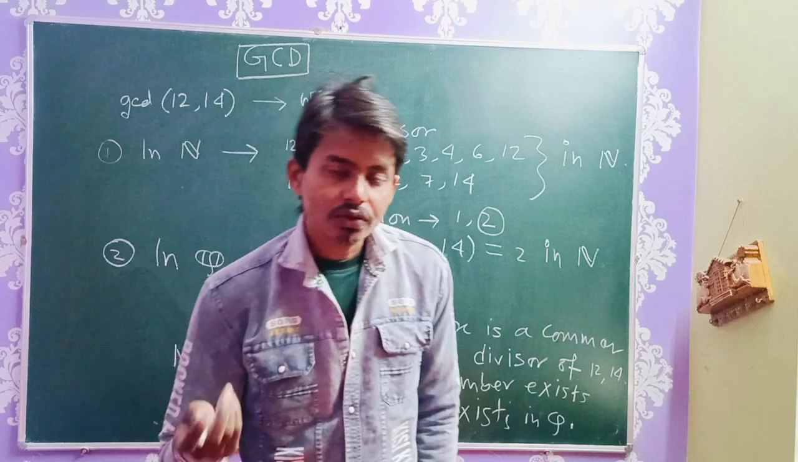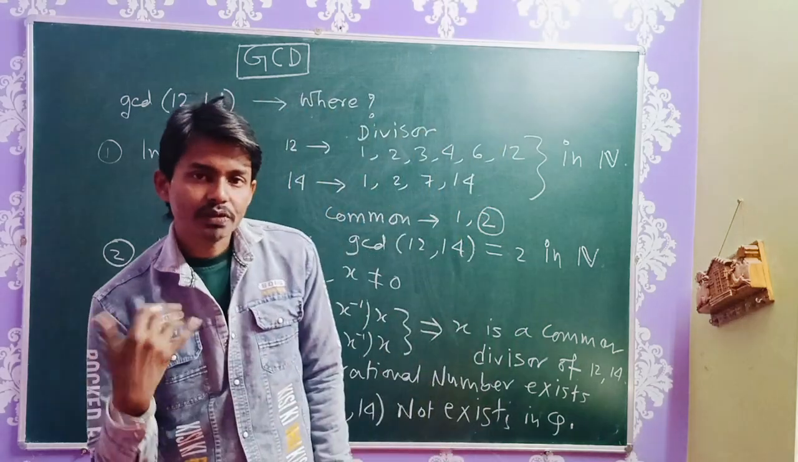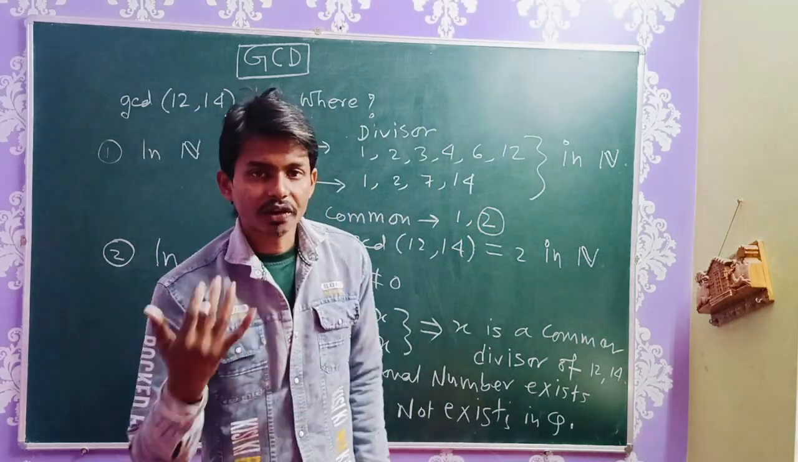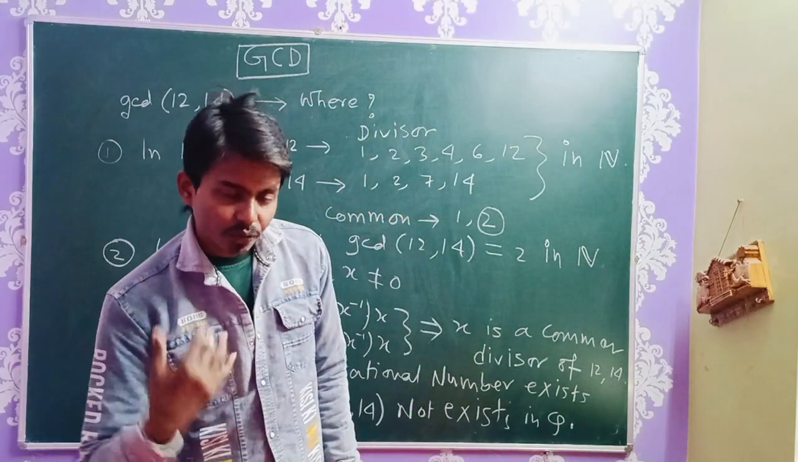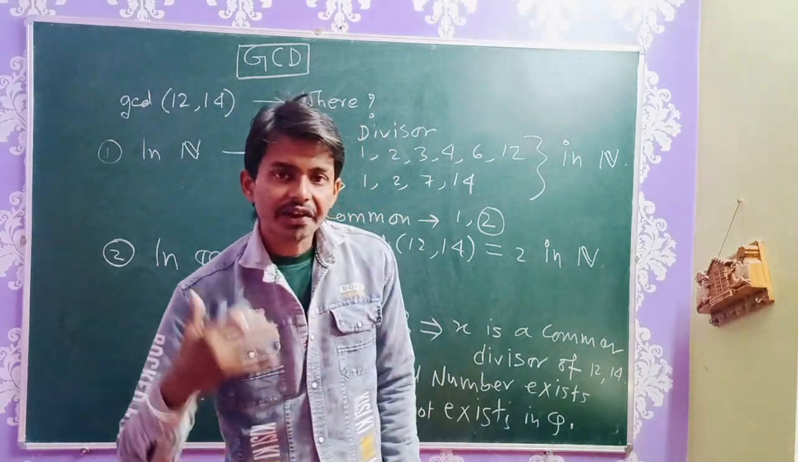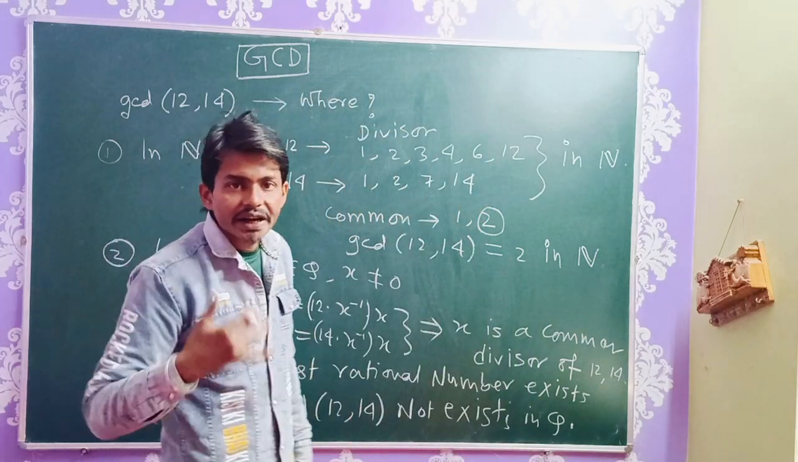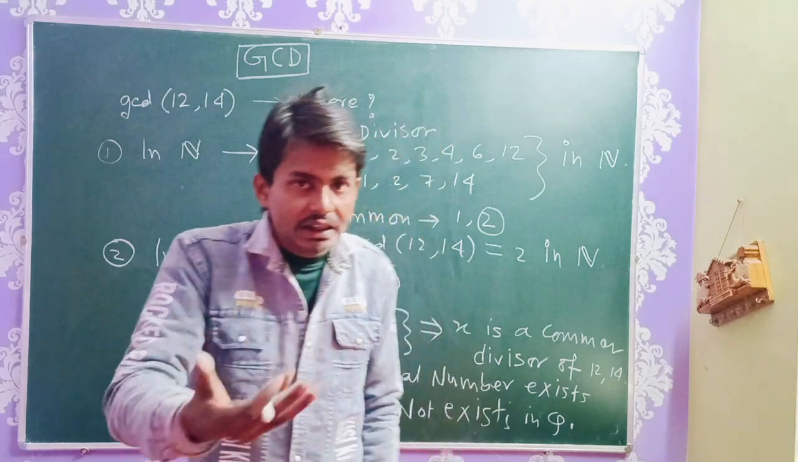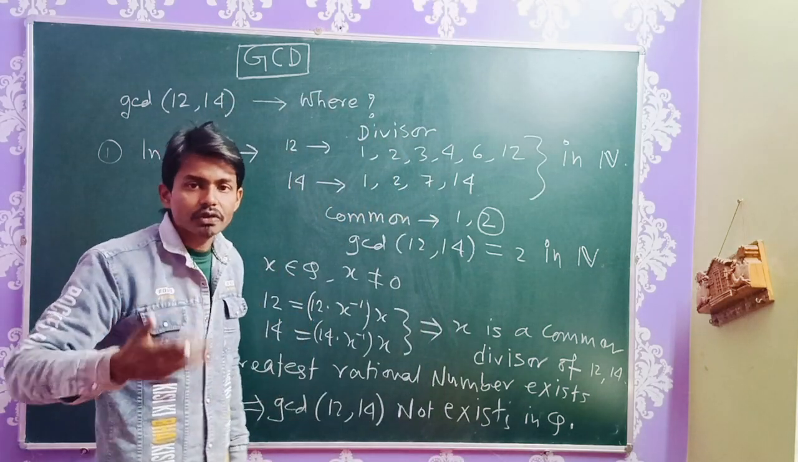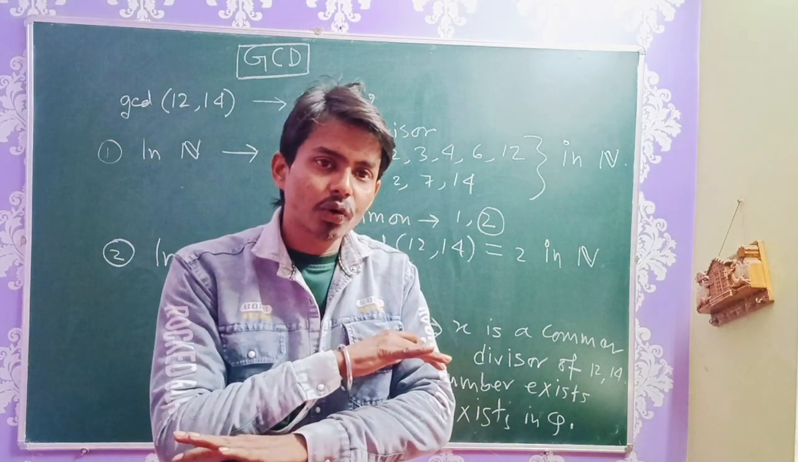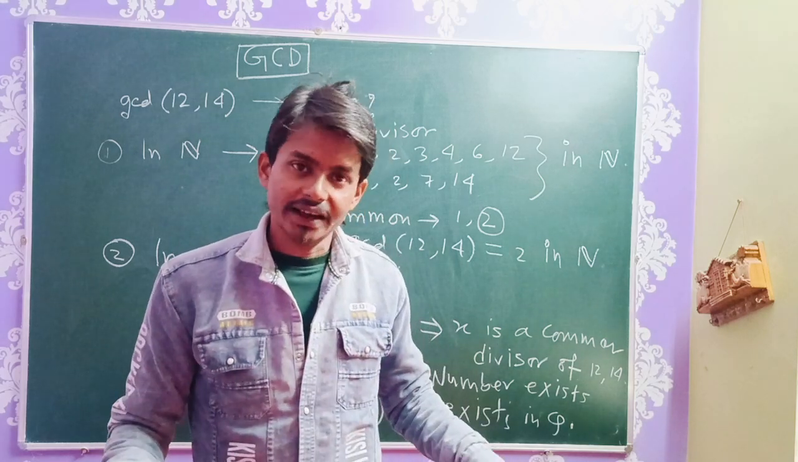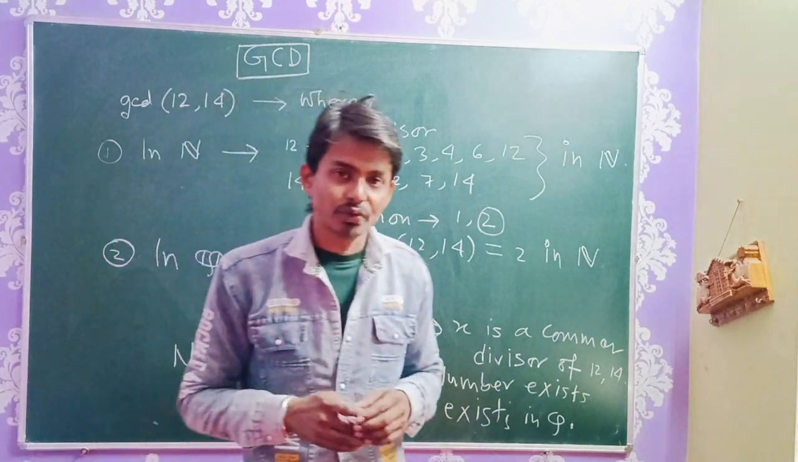Now, if you focus on the positive non-zero rational numbers, each positive non-zero rational number is a common divisor of 12 and 14. And since we know there does not exist a greatest positive rational number, we cannot define the concept of the greatest among all common divisors inside Q of 12 and 14. So therefore 12 and 14 have no GCD inside Q. So you have to deal with this very carefully.